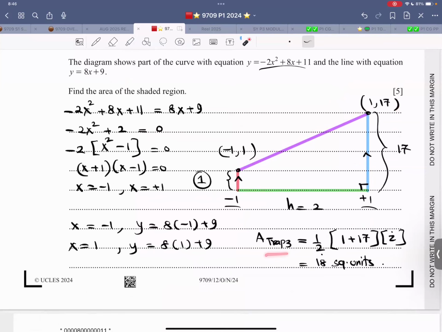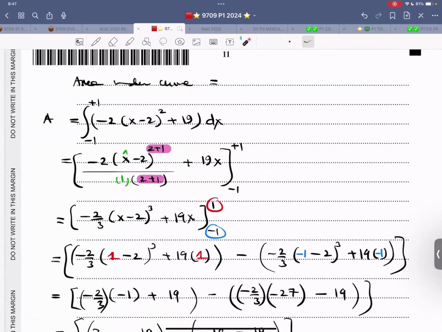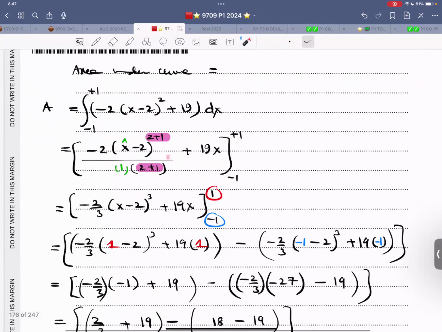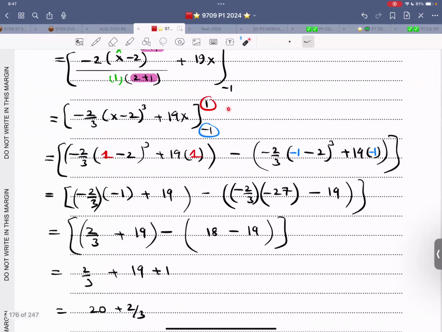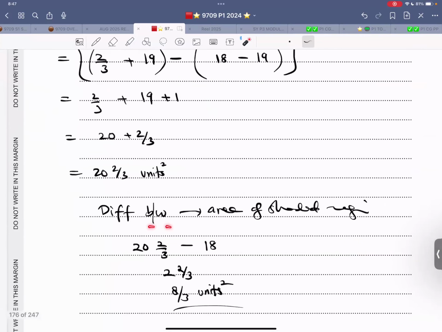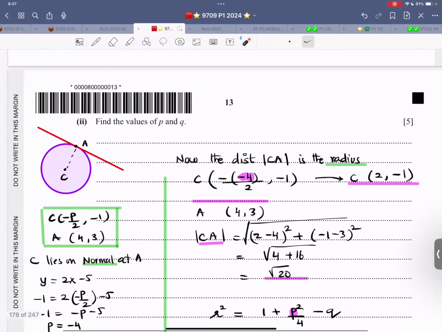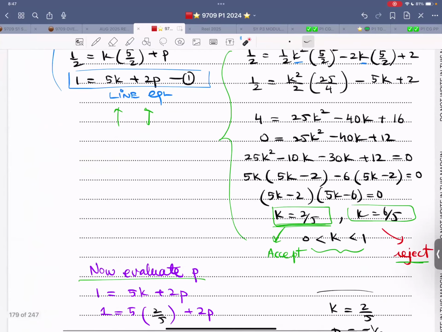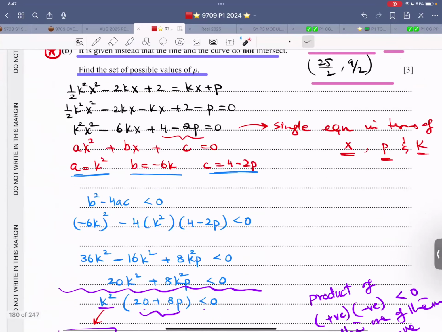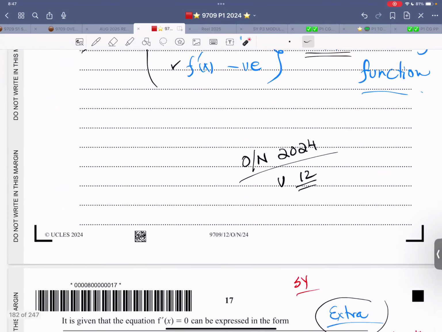You can find the area of the trapezium. Also, you can find the area under the curve. I have used the completed square form. According to chain rule, basic integration, plug in the limits, simplify, you get this thing. The difference is the area of the shaded region. That comes out to be 2 2/3 or 8 over 3. And this one was one tough paper, especially from the perspective of quadratics.